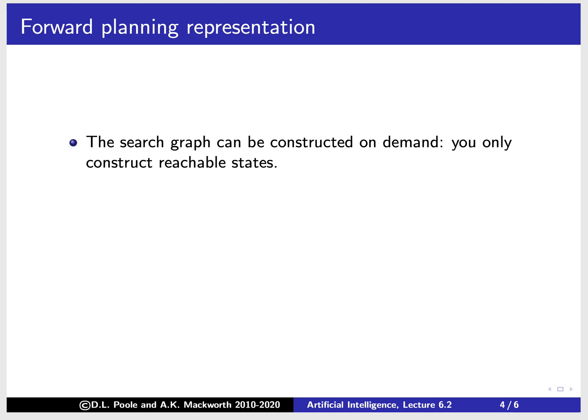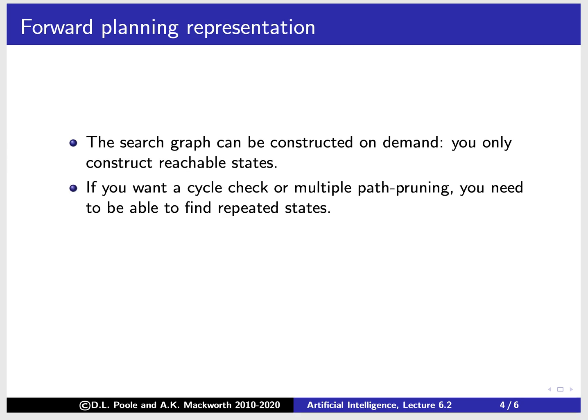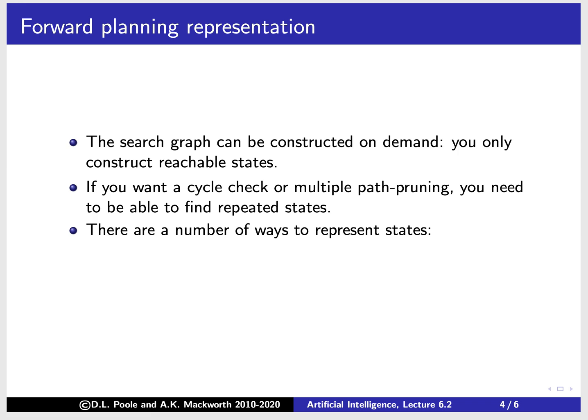We're only going to construct the so-called reachable states, the ones that actually can be reached from the start state. So a reachable state is one that can be reached from the start state. If we want to do cycle checking or multiple path pruning, we need to be able to find repeated states. You might think that is trivial, but it's not. It depends on how we're actually going to represent the states, and it's not obvious how to represent them, but there are a number of ways.